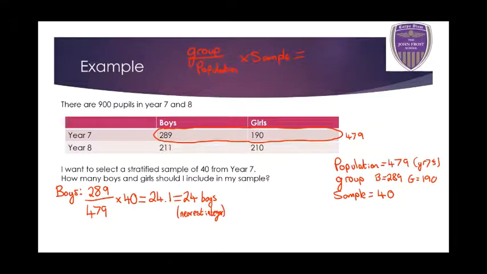Okay, and then we'll do the girls now. So girls, just block this off. Again, it's the same as group size divided by population times by sample size. There's 190 girls in year 7, so 190 divided by 479 times 40. And that is equal to, type in your calculator, 15.9. But we can't have 15.9, so let's take this down here. So that'll be 16 girls. That's the nearest integer.